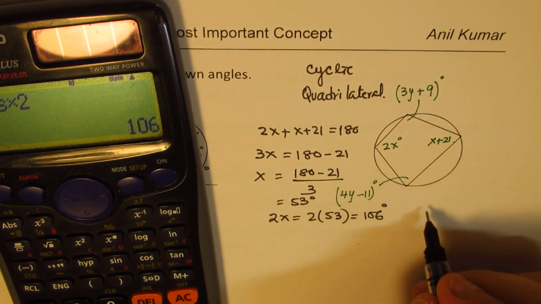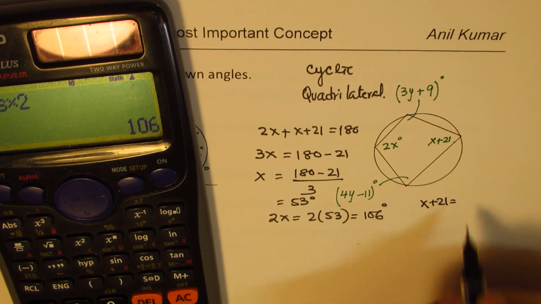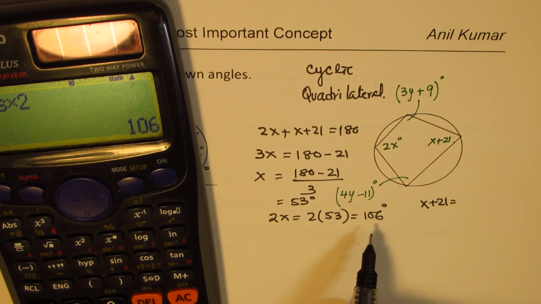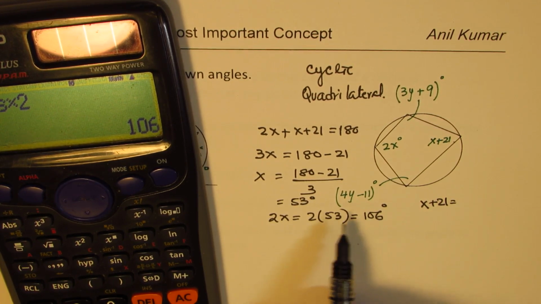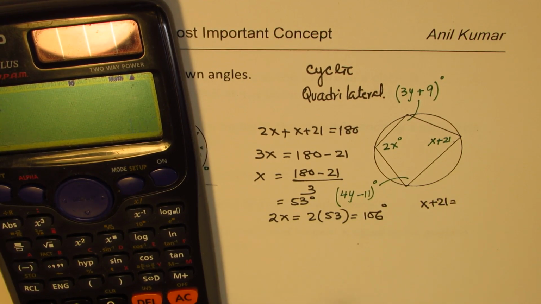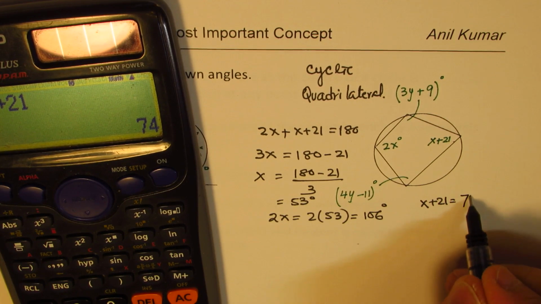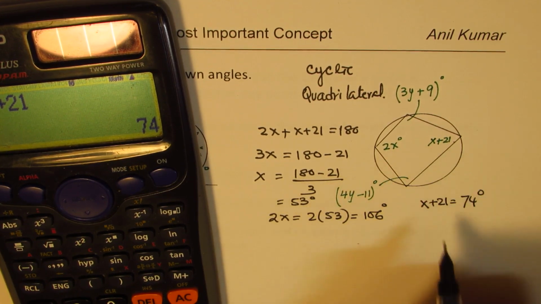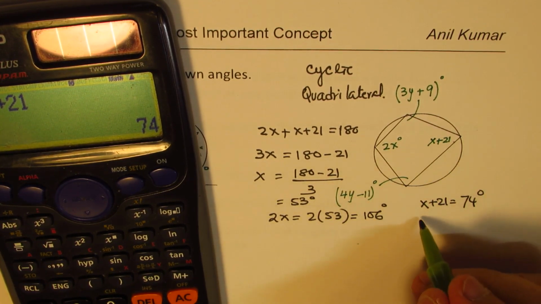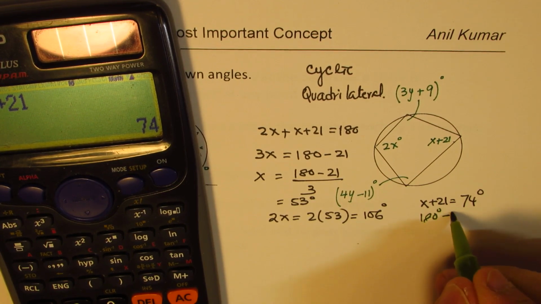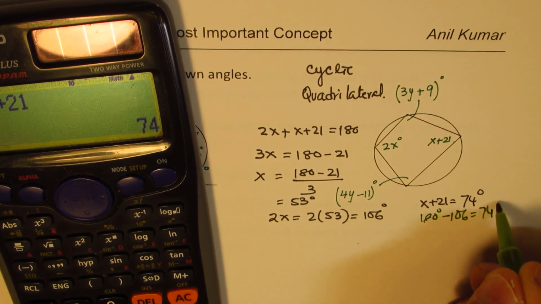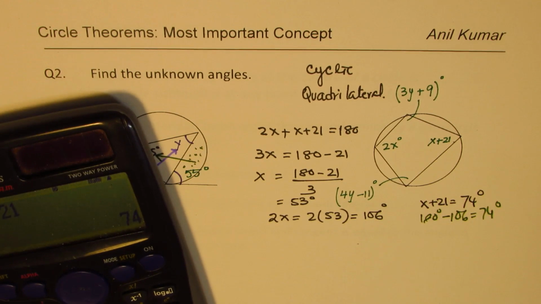So the other angle, which is x plus 21, should be equal to how much? Well, I could do 180 minus this also and get my answer, correct? So 180 minus 106 is 74. The other angle is 53 plus 21, which is also 74 degrees. Do you see that? So either way we could have done it. Does it make sense to you, right?